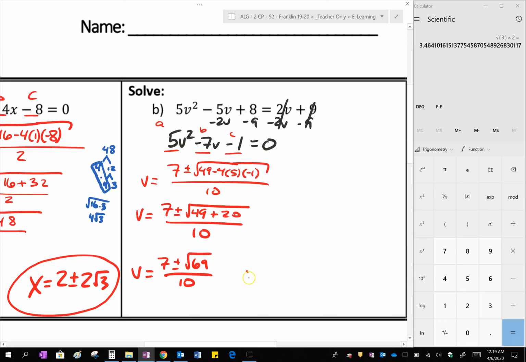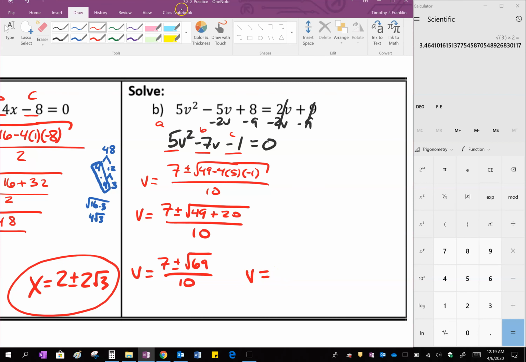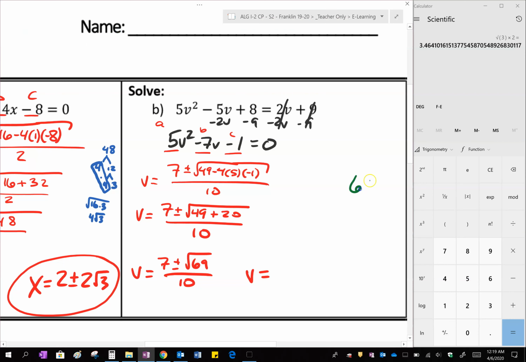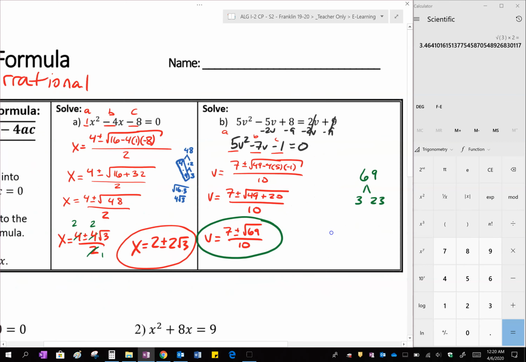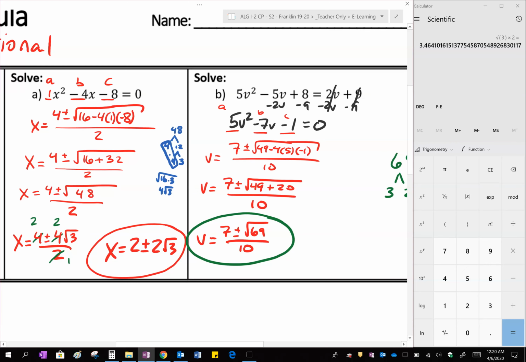And so v equals, let's think about that, 69. Well, I can divide by 3. That's 23. No perfect square factors there. So that is it. Just leave it like that. So there you have it. Your answers might not look great. Simplify if you can. Otherwise, just leave them alone.